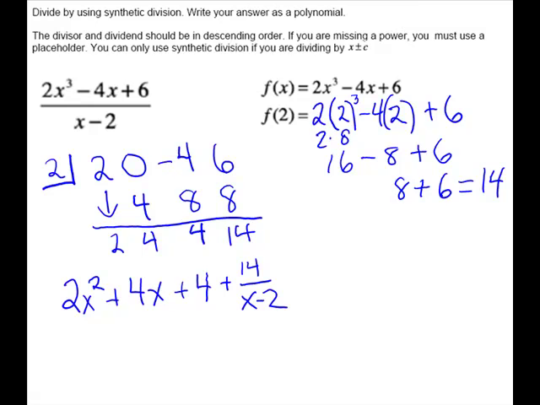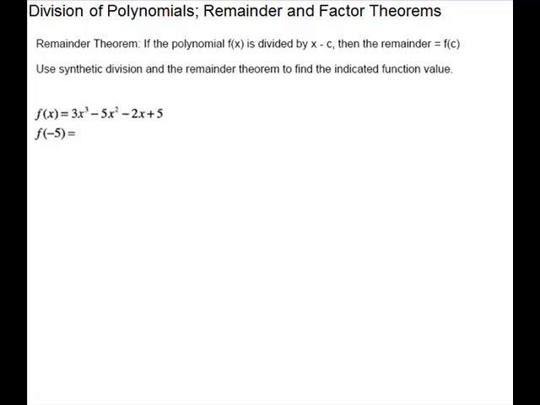Now, what I want you to notice here, and this is why I put them both on the same page, because we were using the same dividend, is that when we evaluated the piece we divided by, the answer is this part of the remainder. So evaluating at what you're dividing by gives you the remainder. And so they have given us a problem, and they ask us in the directions, they say use synthetic division and the remainder theorem to find the indicated function value.